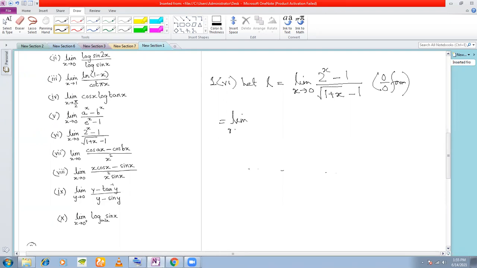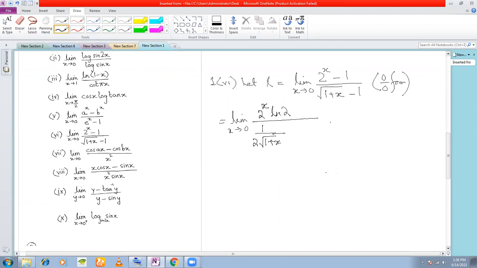So now let's check. Let's differentiate. Let's use the L'Hospital rule here. This is 2 to the power of x ln 2 divided by, you get 1 by 2 root 1 plus x. This is what you get. Here x is equal to 0, and 1 plus x is equal to 1. You don't get anything else.